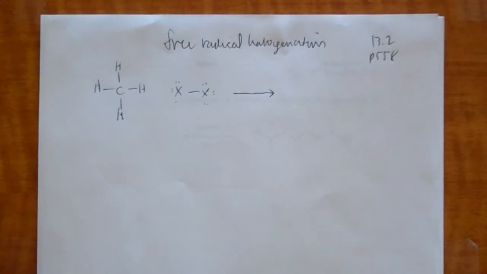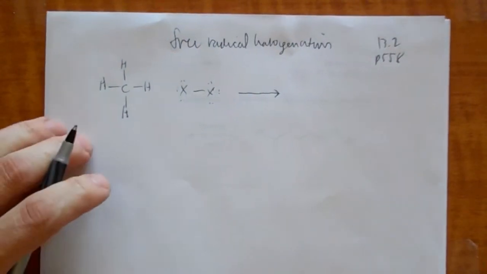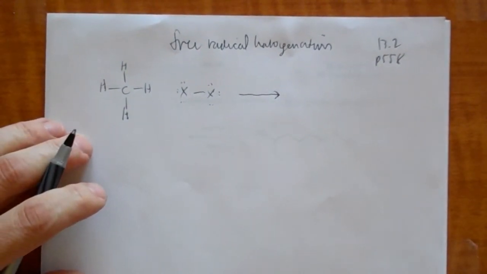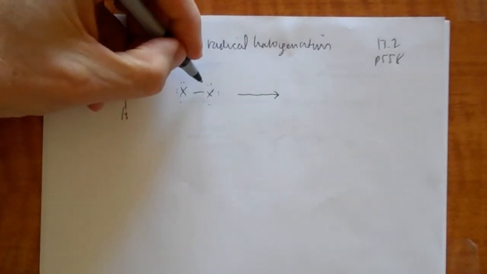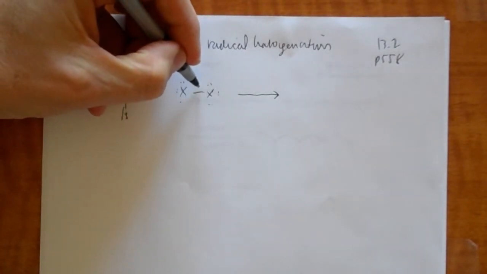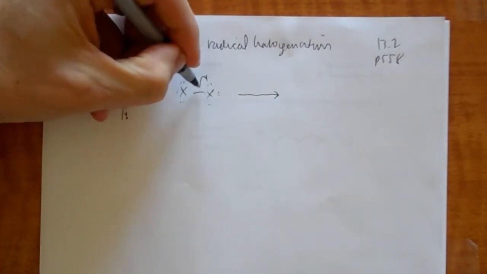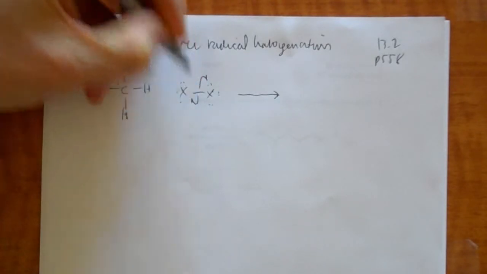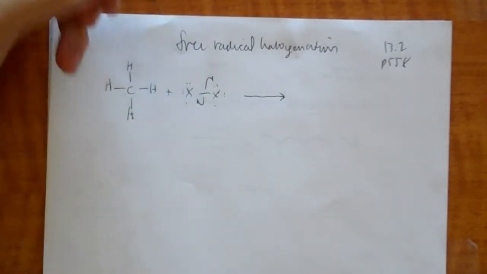Okay, so the first thing that happens in free radical halogenation is you get homolytic cleavage of this bond. One electron goes over here, another electron goes over here. Okay?